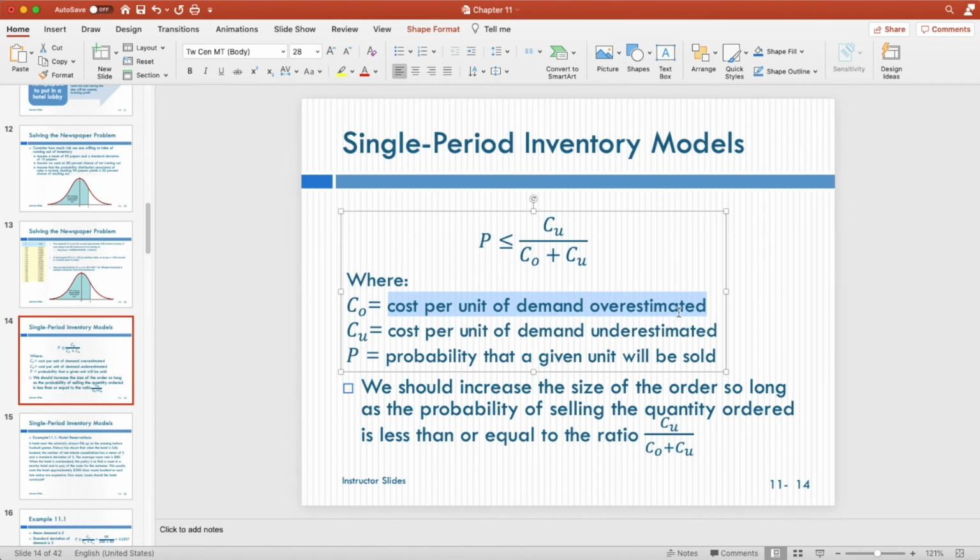But in the other case, let's say the market demand is still 20 units, but you purchase 21 units from your publisher. In this kind of situation, you are facing the cost of overstock.